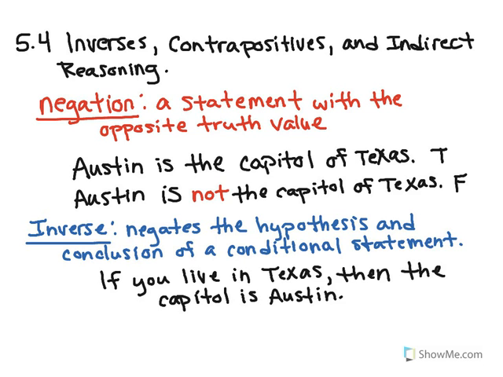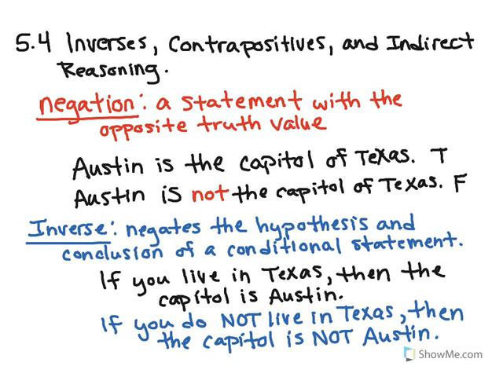So here's our conditional statement. If you live in Texas, then the capital is Austin. So if I were to make the inverse of this statement, I'm going to take the hypothesis and negate that. So that would be if you do not live in Texas. And then we have to negate the conclusion. Then the capital is Austin. Well, the negation of that would be then the capital is not Austin, which gives the entire inverse being, if you do not live in Texas, then the capital is not Austin. So that's our inverse.